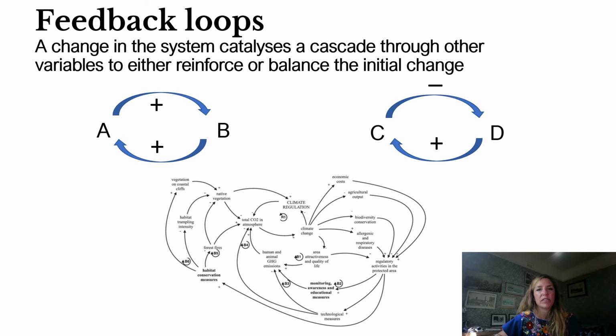So on the left-hand side, you'll see one type of feedback loop, and on the right-hand side, you'll see a slightly different one. And in practice, this can look quite messy, as you can see in the bottom diagram, but we can go through some examples to better understand them.